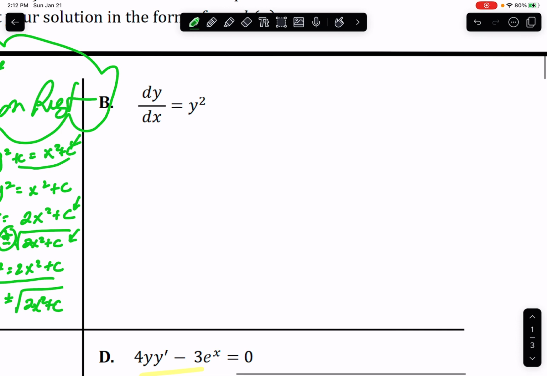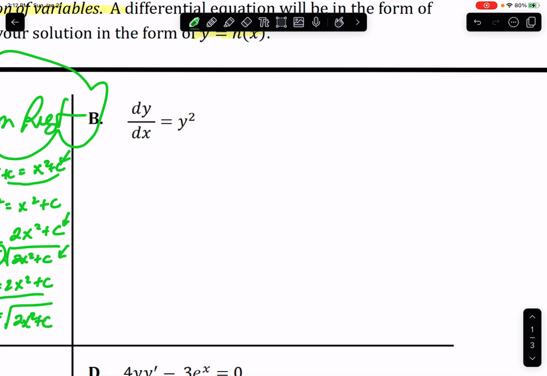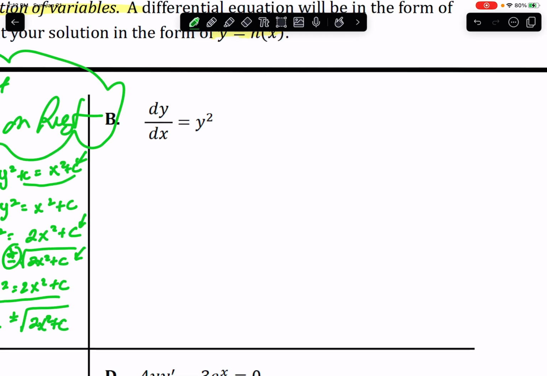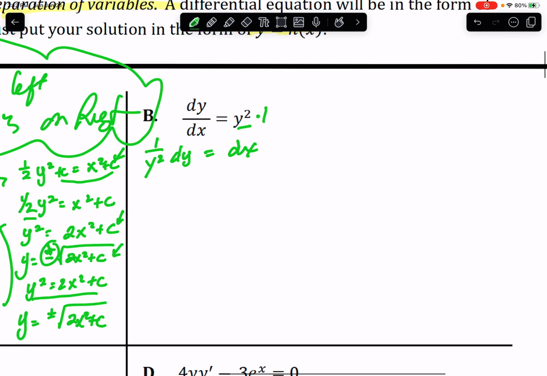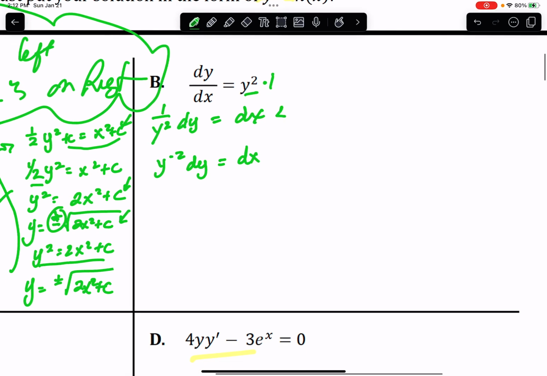All right, so let's look at b. I don't have an x, but I still have to integrate like a 1, right? So this is like times 1. So I would have y squared dy, and it's 1 over y squared, right? Because I would have to divide by that, equals dx. So this is actually y to the negative 2 dy equals dx. So this is showing my separation of variables.